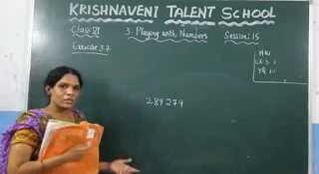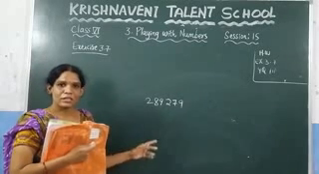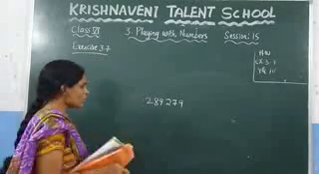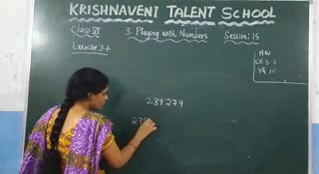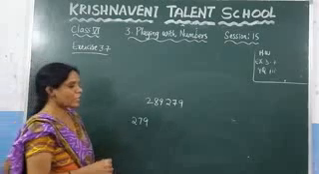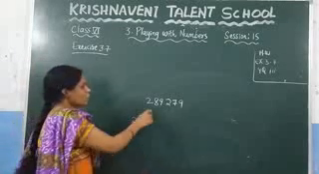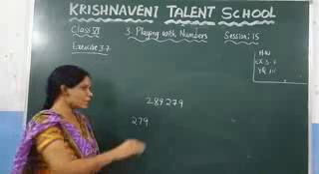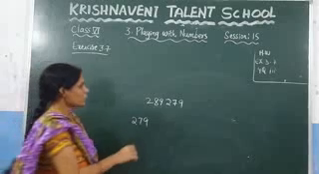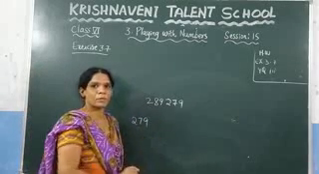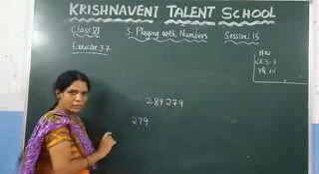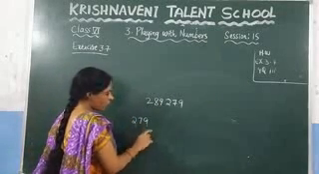Now here there is no need to do the actual division. You just need to check the last 3 digits of the number. In this case, the last 3 digits are 279, and this 279 is not divisible by 8. So for the divisibility rule for 8, you need to take the last 3 digits of the number, which here is 279.